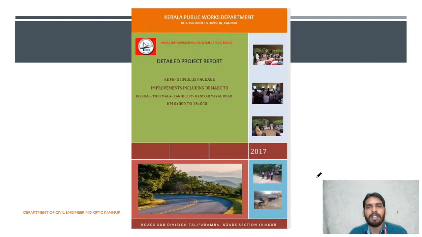Next, this was prepared when I was working in the Public Work Department, road subdivision, Taliparamba. At that time we prepared a detailed project report. That is a KIIFB project, stimulus package improvements including DBM and BMBC, Ulikkal Thermala Kaniledi Kanyarwal Road, kilometer 0 to 18. This was the thing that we have done. This was the cover page, Kerala Public Work Department. If you are getting a job in PWD, definitely as a diploma person, you should be able to prepare a DPR. This was in 2017. I think now this road is completed. I don't know much about that.